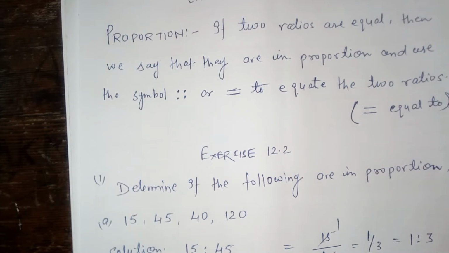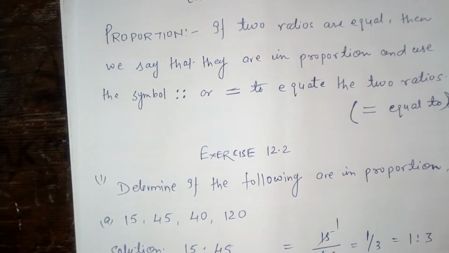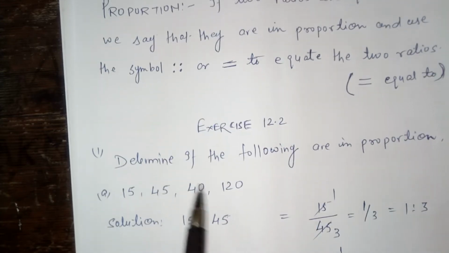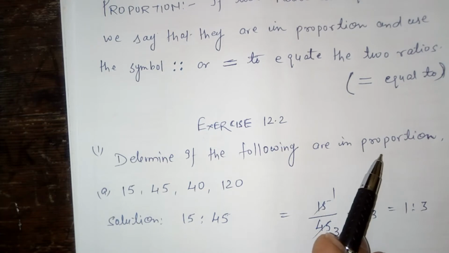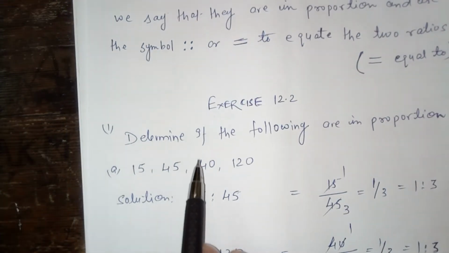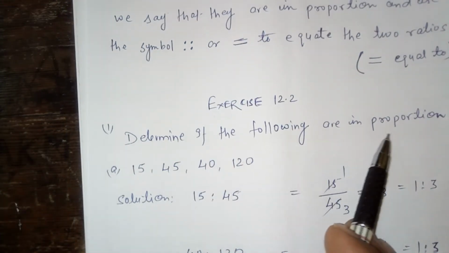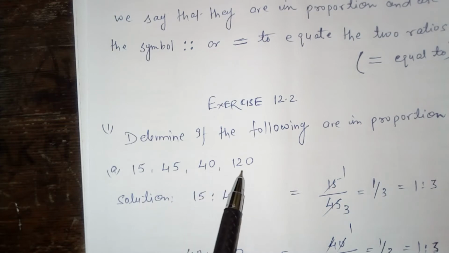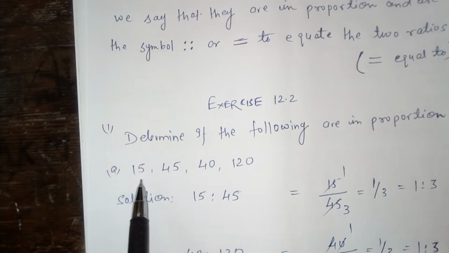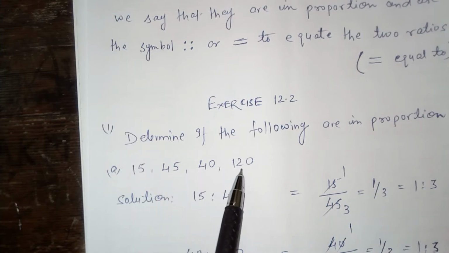All these problems depend on proportion and on the exercise. It will be very clear to you. Your first question is: determine if the following are in proportion. In this question there are four numbers: 15, 45, 40 and 120. We will find out whether the given four numbers are in proportion.